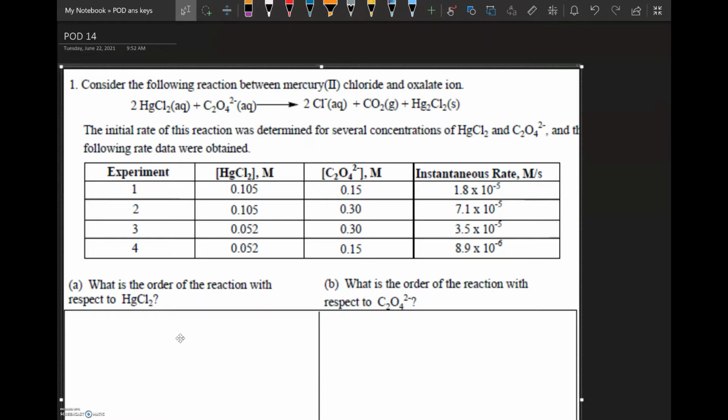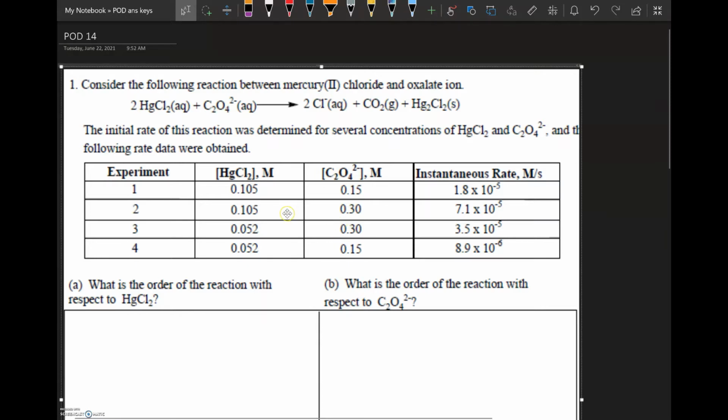changing the other parts. So if we're looking at HgCl2, for example, what we want to do is come in and find where it changes. Here in experiment 2 and 3, it changes. Now, for the oxalate ion, we don't want that to change, because if it changes, then now we have another variable. Looking at experiments 2 and 3, they remain the same, which is what we want.